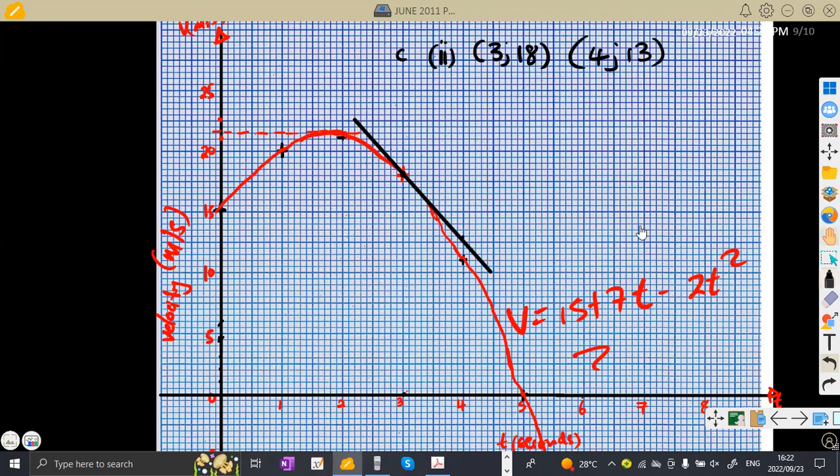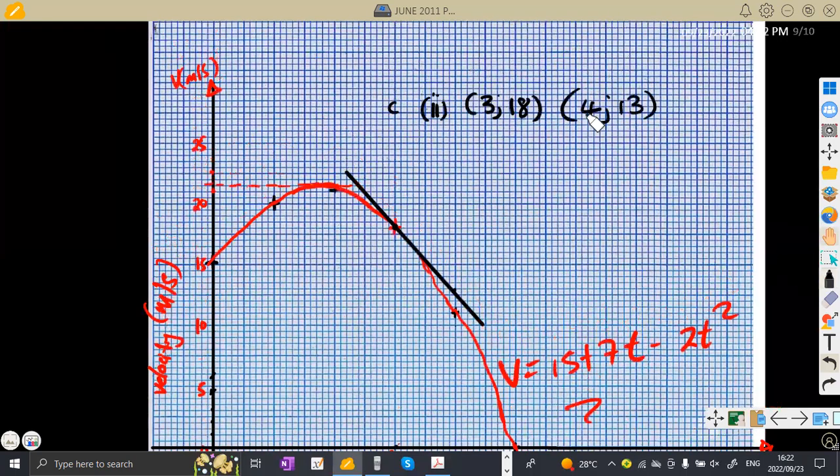This second point is of your choice. Maybe someone was going to take 3,5, or I don't know which point you were going to take, but make sure that you've got 2 points, because remember, you want to calculate gradient, which is your acceleration. So how do you calculate gradient? You name your points. This is x1, y1, this is x2, y2.